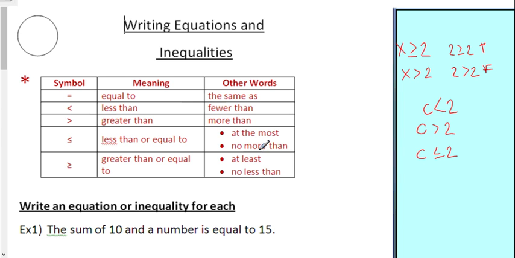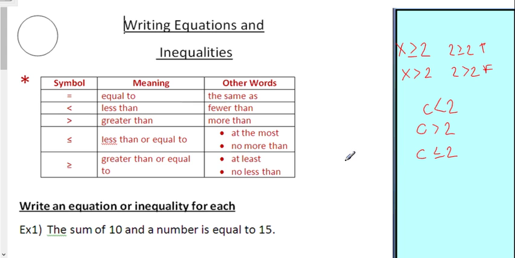If I say go to the kitchen and get no more than 2 cookies, I'm saying the same thing. At the most and no more than mean the same thing. Go to the kitchen and get no more than 2 cookies. Well, how many cookies are you going to get? 2. Right? As many as you can, and if you get 2, you're still following the directions.